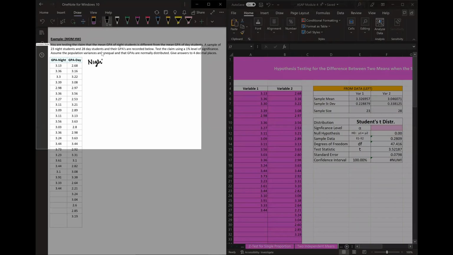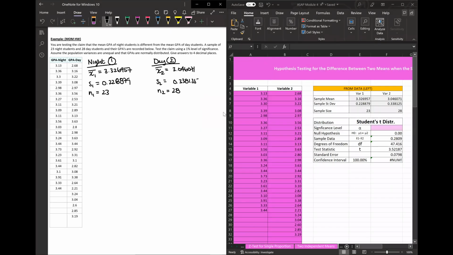for our night students, which I'm just going to call population 1, we have our sample mean, which is 3.326957. I'm getting that from Excel. And then for our day students, which I'm going to call population 2, our sample mean is 3.046071. And similarly, I can get a sample standard deviation of 0.228879, and the sample standard deviation from our day students, and then N1 was 23, N2 was 28. And this matches what's given above in the statement for the question, which is great.